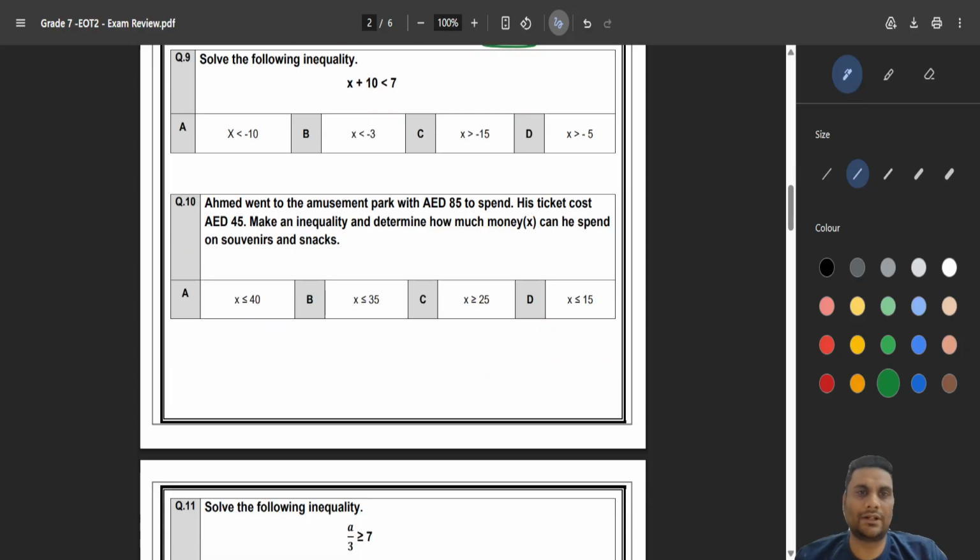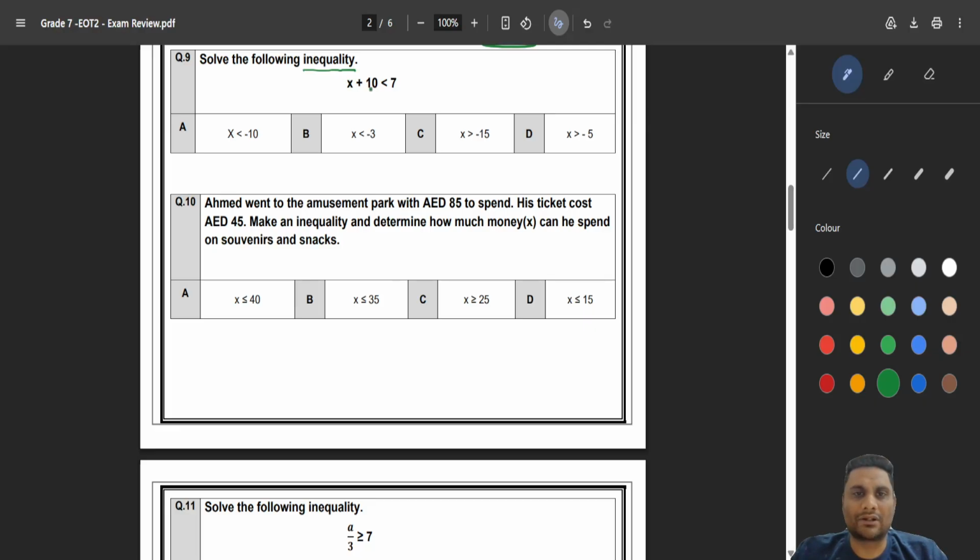Question number 9. Solve the inequality. Inequality means when two things are not equal. Here my inequality is saying that x plus 10 should be smaller than 7. Yes, should be less than 7. So he is asking what values can I put in place of x so that the sum remains smaller than 7. So you will solve it in the same way in which you solve the equations. You have to find the x, right?